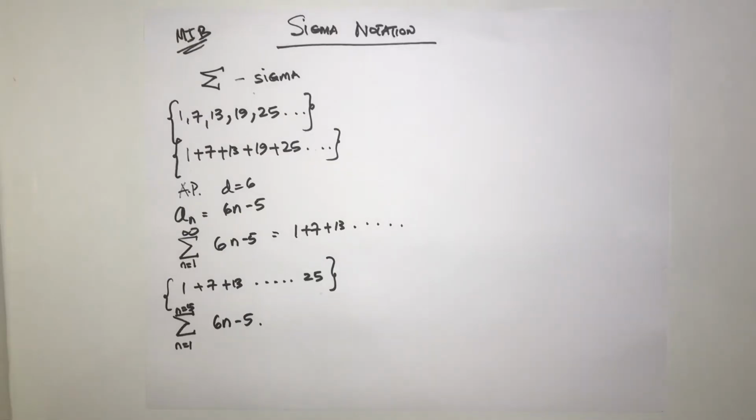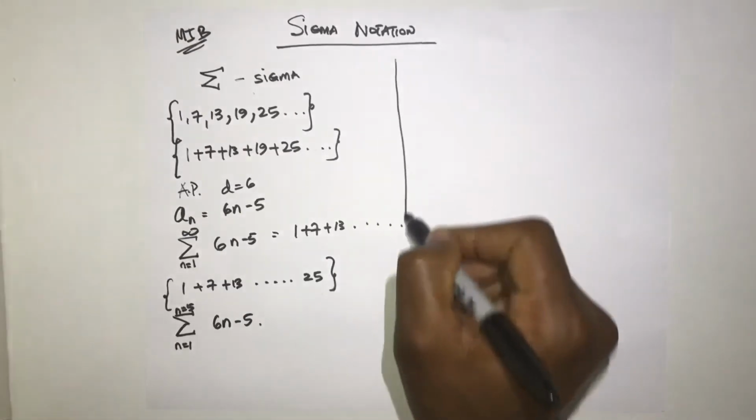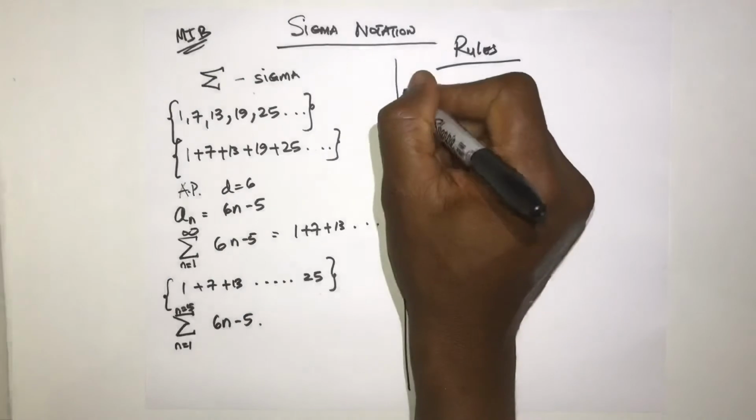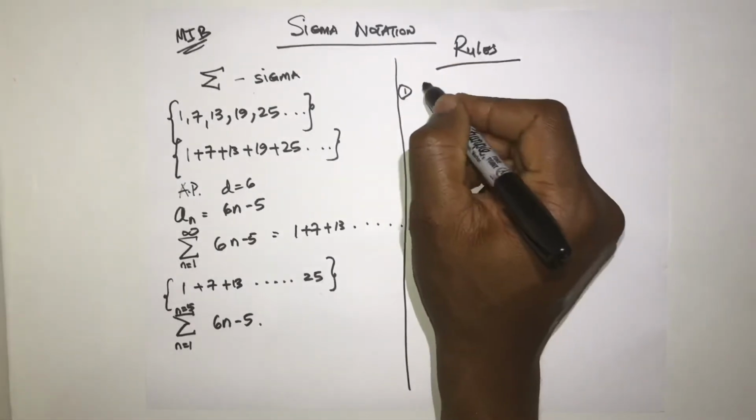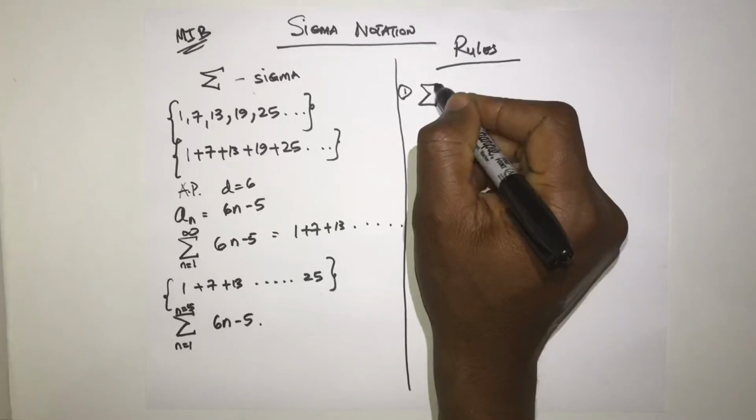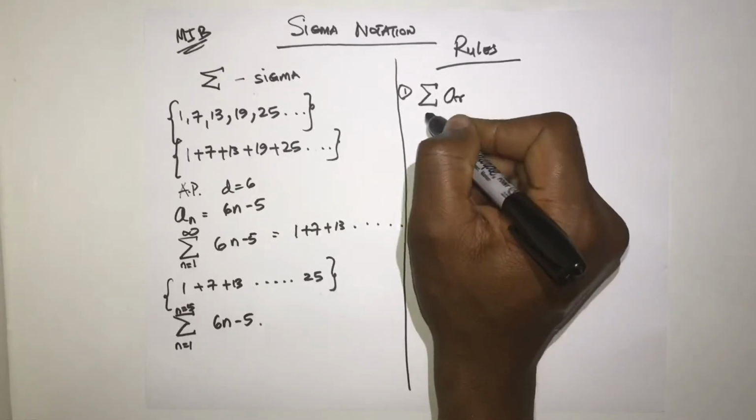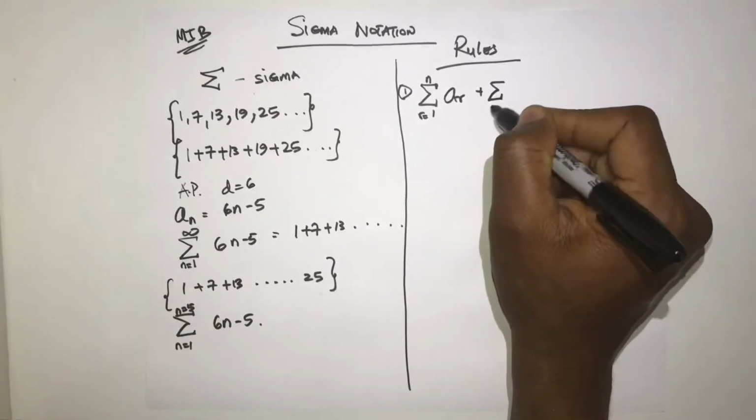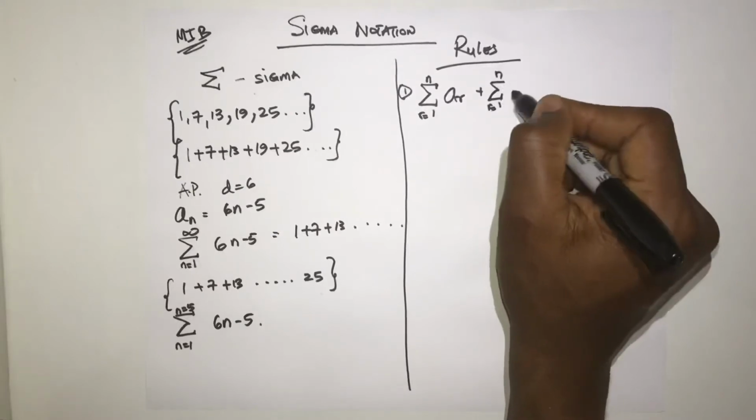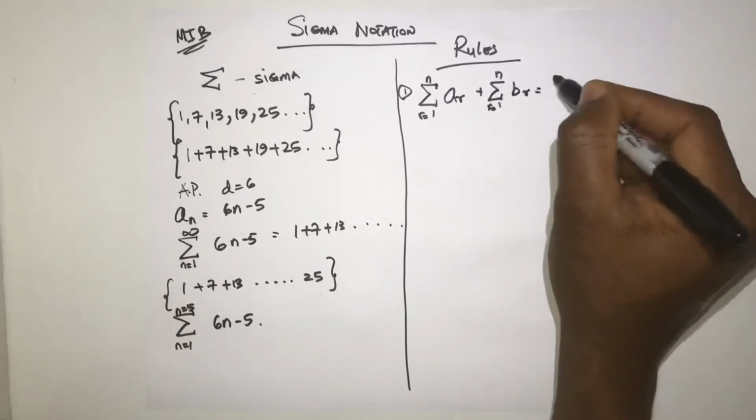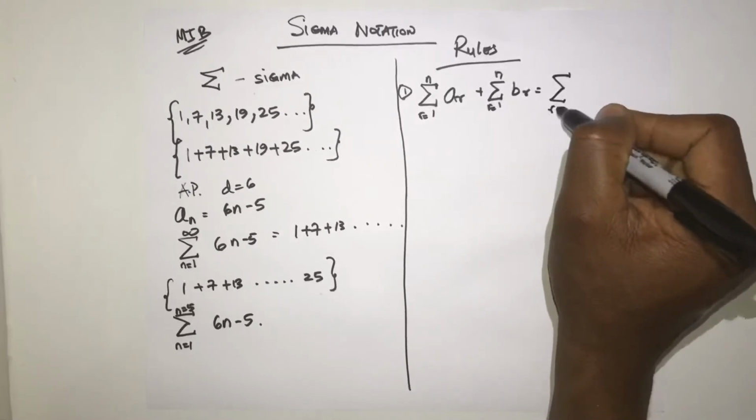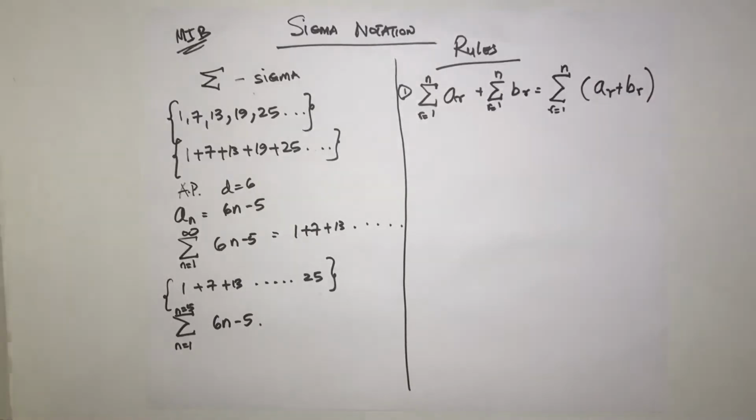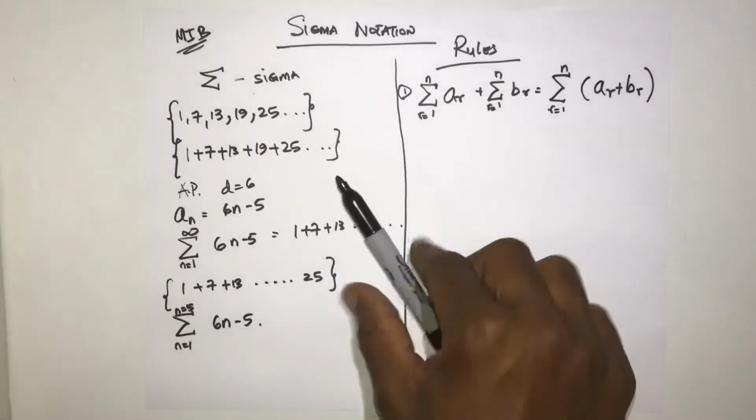Now let us look at some rules for manipulating sums, right? One of the first rules that we're going to look at is that with the summation sign, the sum of a_r, where r starts at 1 and goes to n, plus the sum where r starts at 1 and goes to n of b_r, is equal to the sum of r equals 1 to n of a_r plus b_r, right?